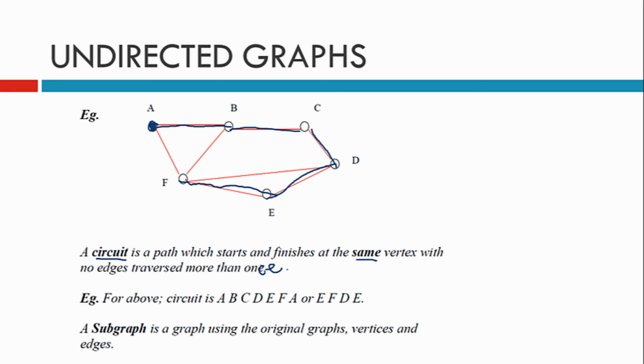I've only travelled along each edge once. Or I could go E, F, D, and back to E. Okay, but we should incorporate all the vertices. A subgraph, that's only part of the graph, so we don't need to have all the original graph listed. Okay, so it's only part of it.